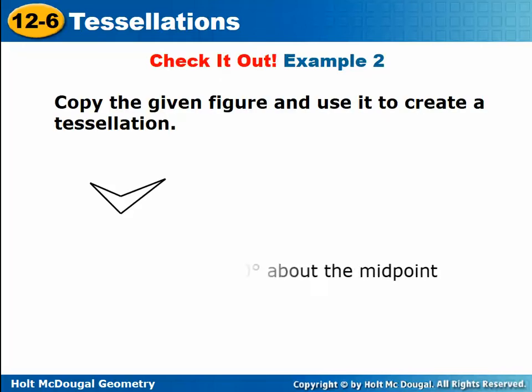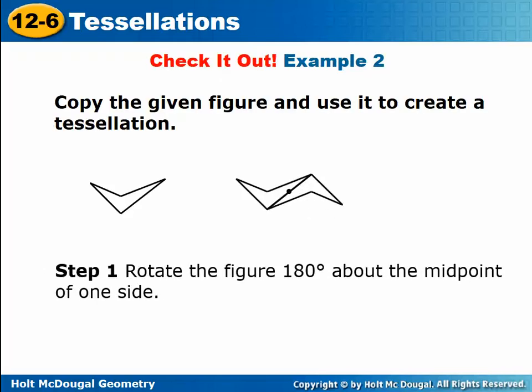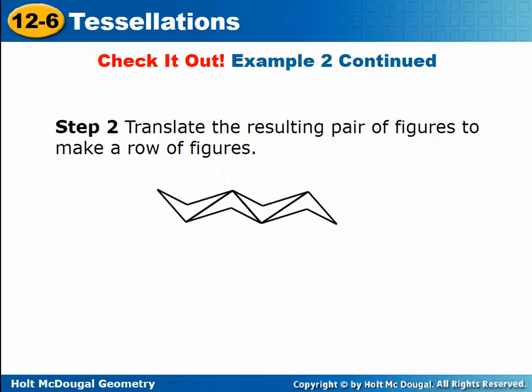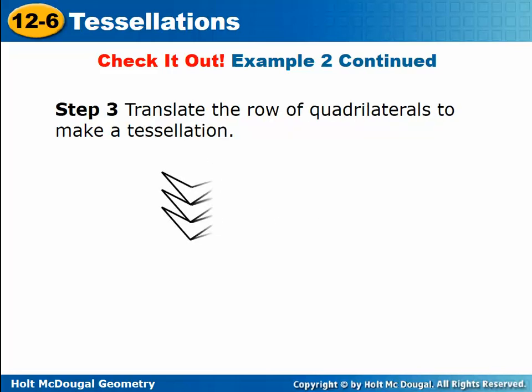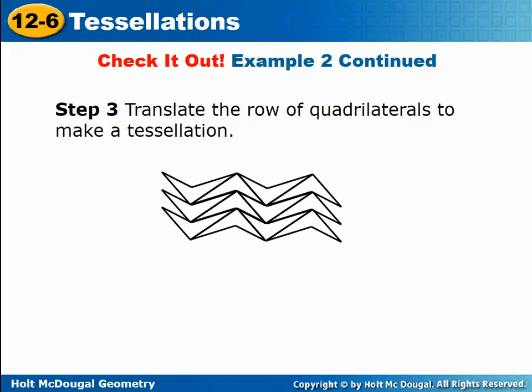This is just another example using the same exact method. So you can see how no matter what figure you start with, if you start with a quadrilateral, or a triangle, you can follow these steps in order to create a tessellation.